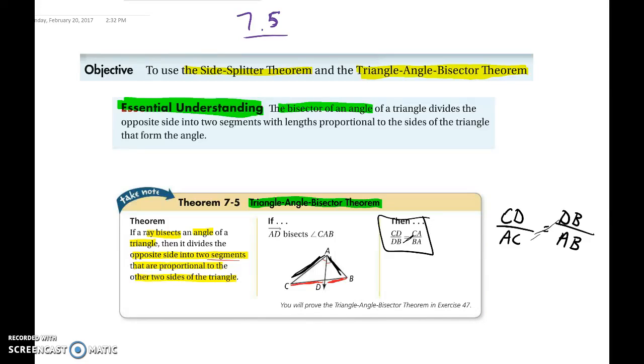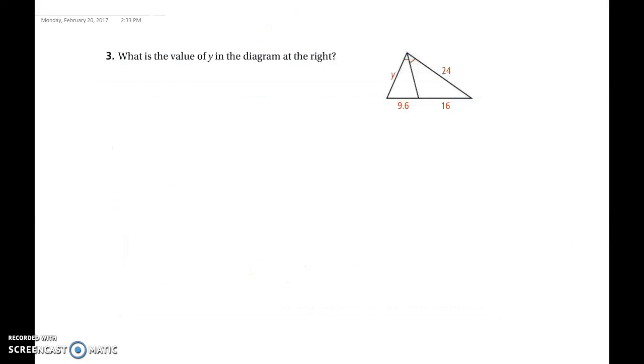So let's go ahead and use the triangle angle bisector theorem. Since we know that it is bisecting our angles with these arc marks, I know that I can create ratios that are equal to each other, or I can create a proportion. So that means 9.6 over 16, because these are the segments created on the opposite side when it's intersecting, is equal to y over 24.